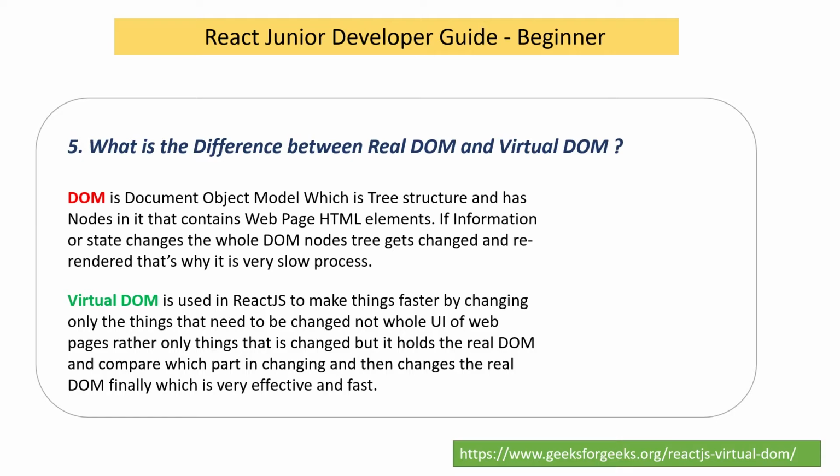If the information changes, or the state changes, as we call it in React, because state is the thing that holds the data for a component, then when the state or a value changes in the DOM, the tree gets changed. The whole tree gets changed if you change only one element in this DOM, and it re-renders every single thing from scratch.